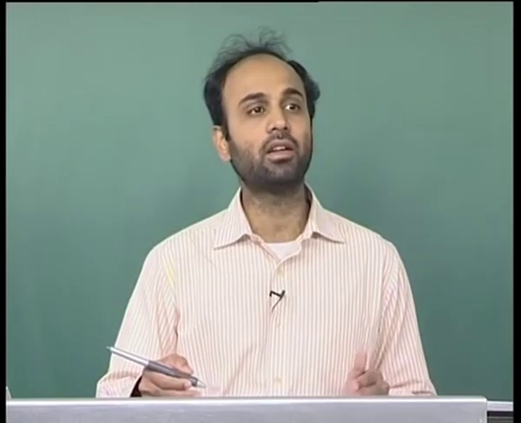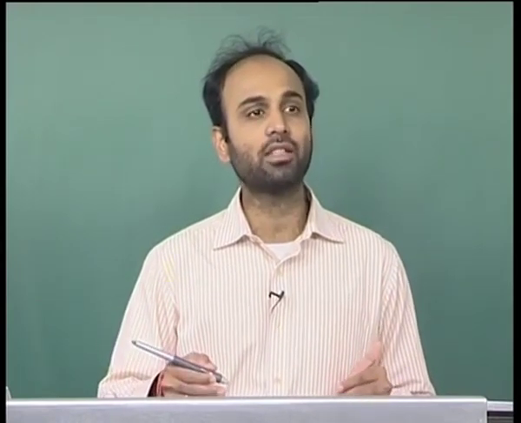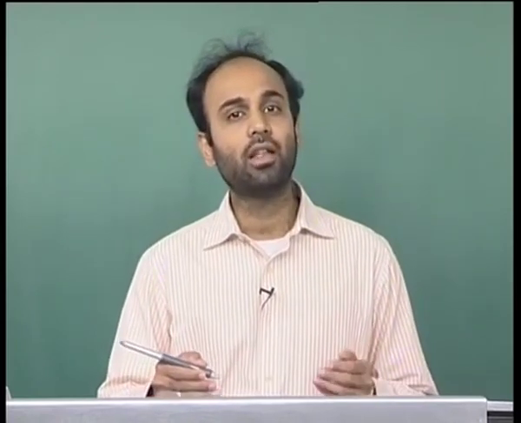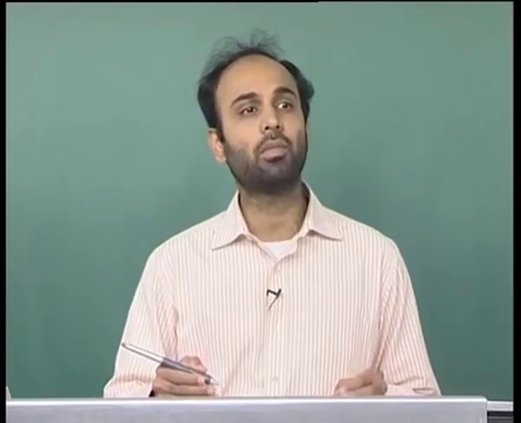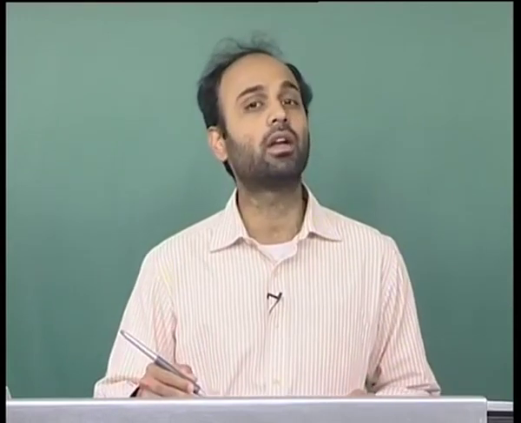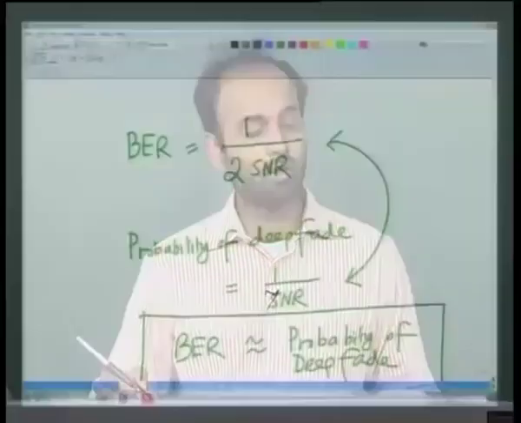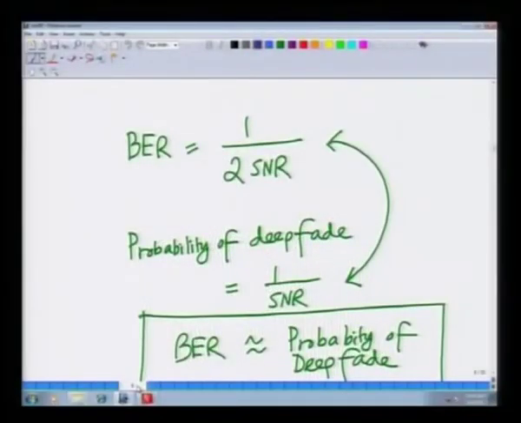What is a deep fade? A deep fade is a condition where the destructive interference of the wireless channel due to the multipath propagation is so severe that you receive almost no signal power, and that happens with a probability 1 over SNR. Hence, the bit error rate is 1 over SNR. So, the bit error rate is nothing but the probability of the deep fade in a wireless communication system.